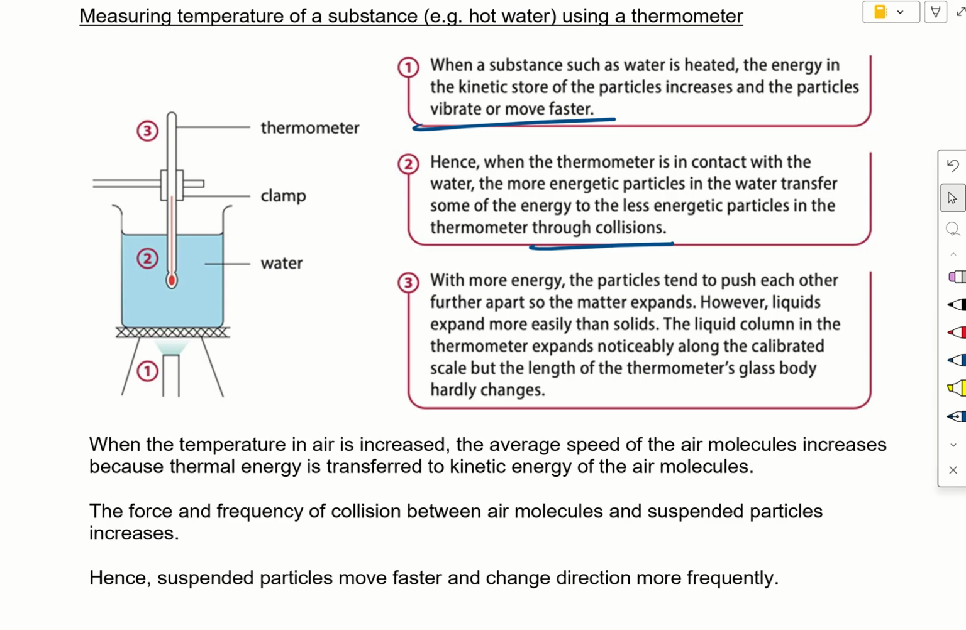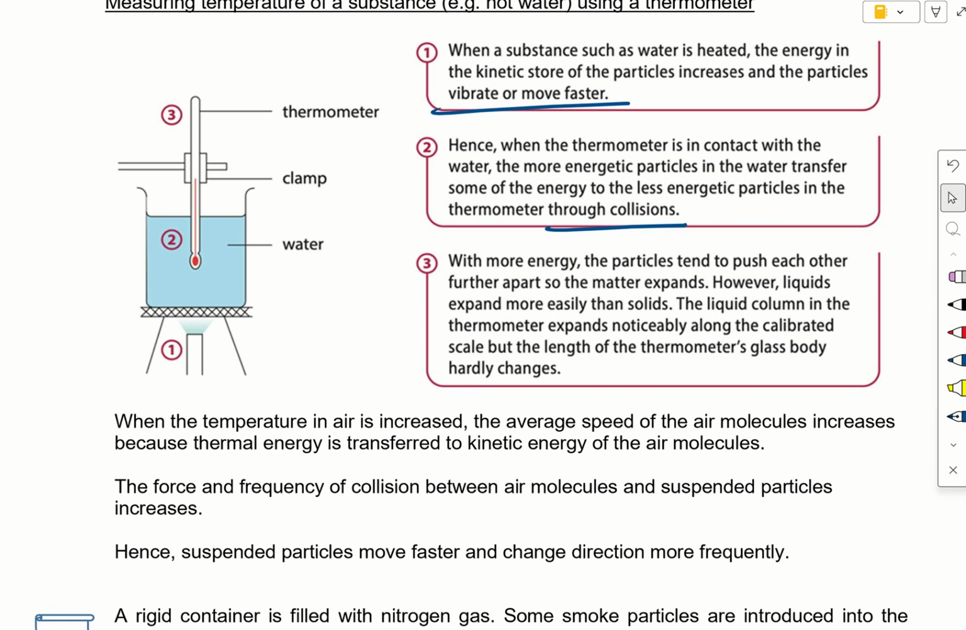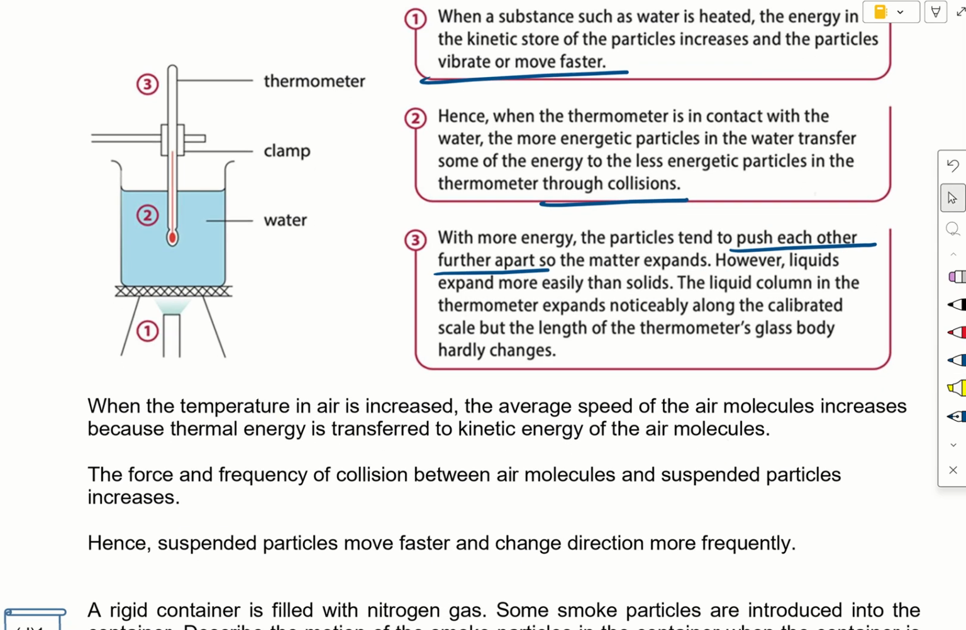However, liquid expands more easily than solid, so the liquid column in the thermometer expands noticeably along the calibrated scale, but the length of the thermometer's glass body hardly changes. Okay, so an important point to take note here is that the particles will push each other further apart, and that leads to the expansion.